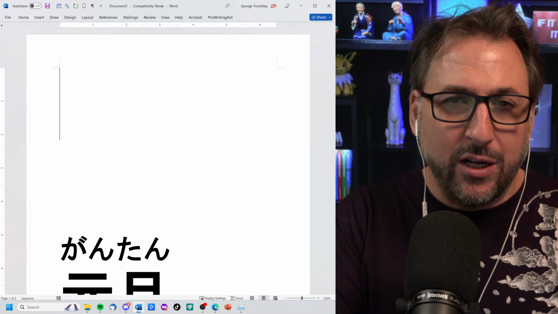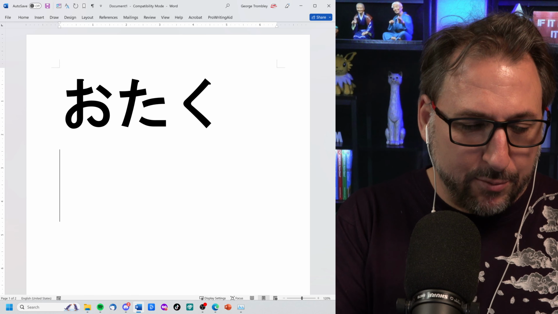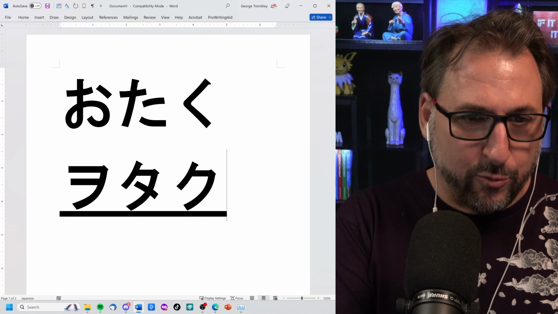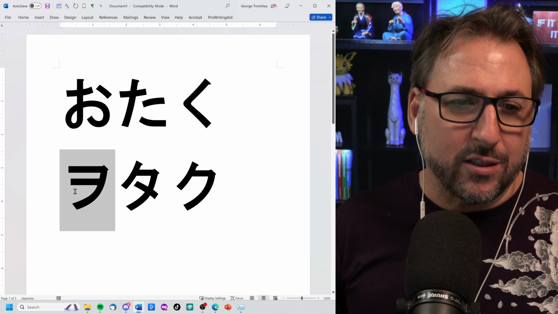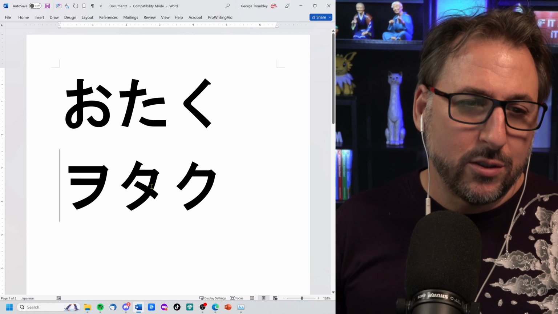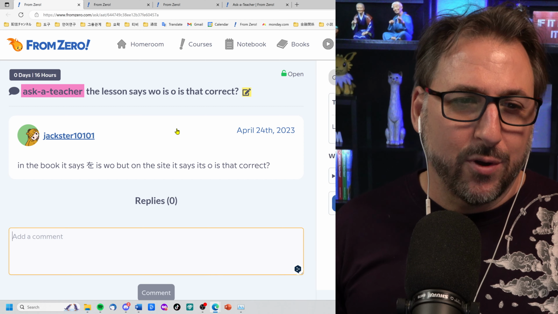You'll see it even in the word otaku. Like there's this version of otaku, right? But sometimes you'll see this on the internet where it's like this and it'll be in katakana using the katakana version of wo or o. So yeah, it's supposed to be an o. So sorry about that. All right, next question.